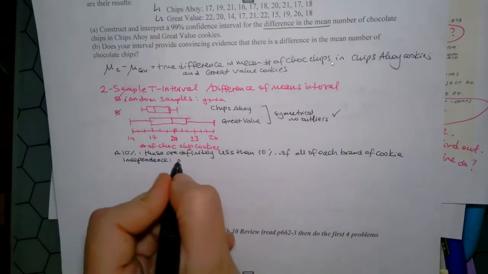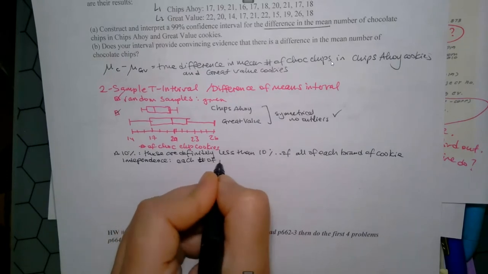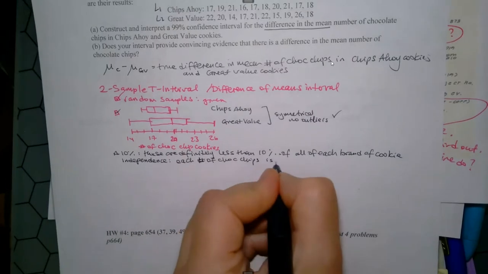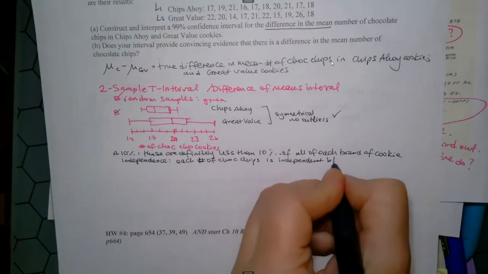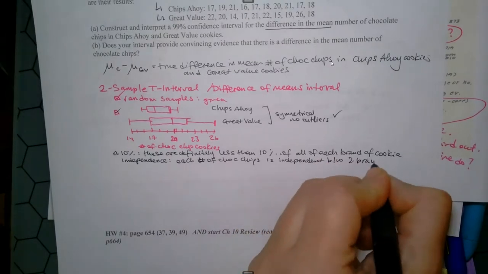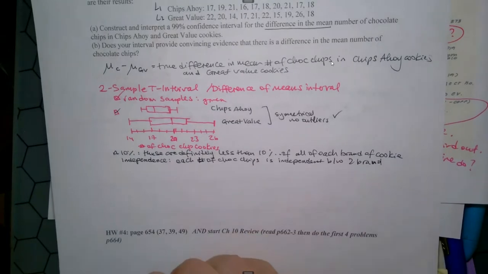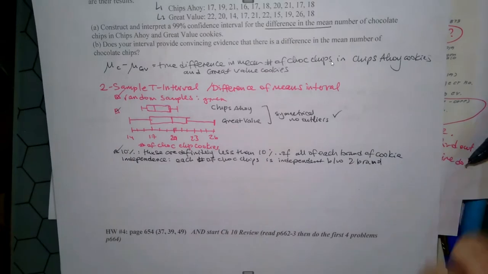So each number of chocolate chips is independent between the two brands, something like that. So are these truly two separate samples? There's no connection between them. That's independence. All right. So we're good on the conditions. It's time for our confidence intervals. So we're going to need some numbers.